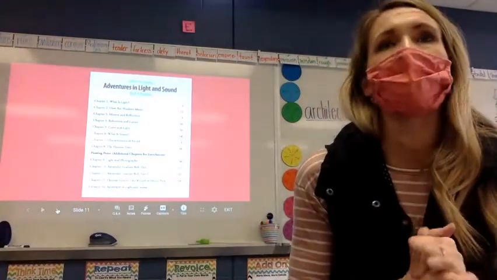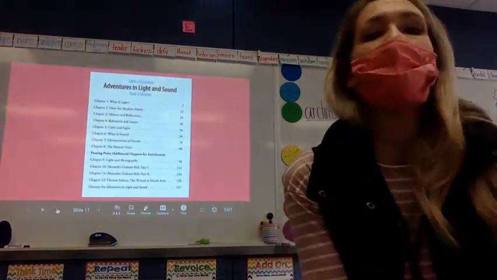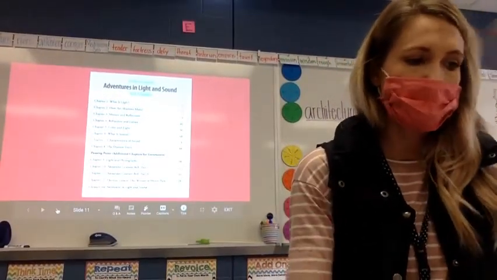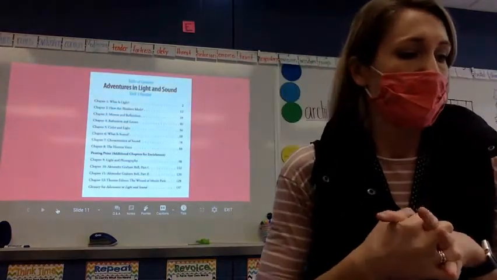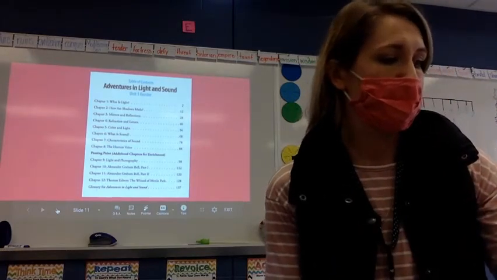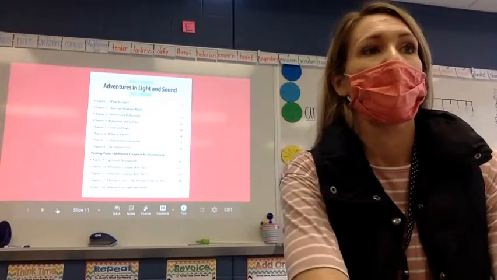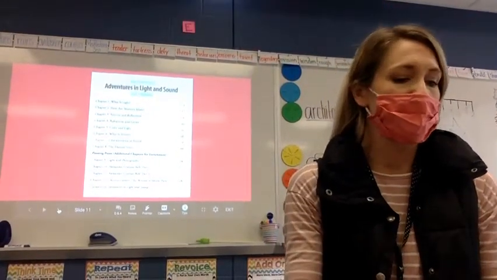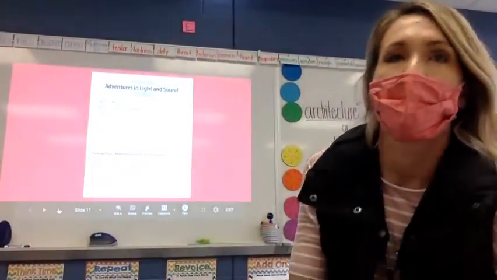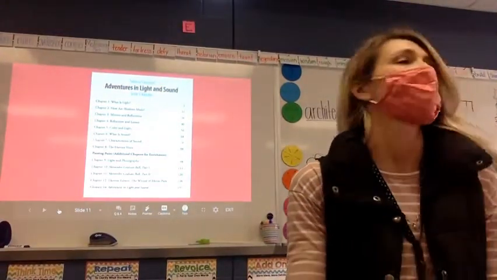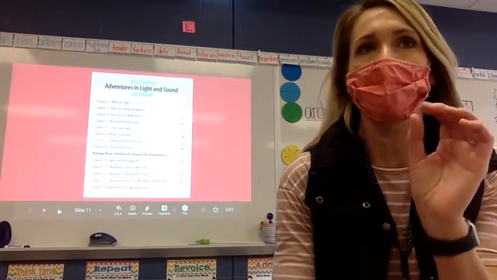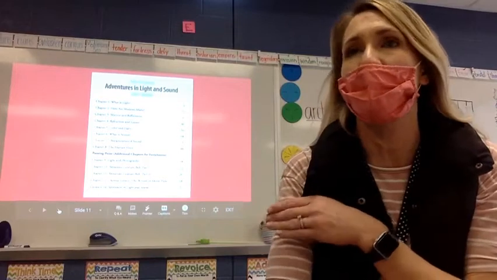What is the purpose of a glossary in a book? Turn and tell your neighbor, what is the purpose of a glossary? Three, two, one. Zena, what is the purpose of a glossary? Fabulous. The glossary tells you what a word means. It gives you the definition of it, and it gives you what we call the phonetics of it, so how you would pronounce it if you were reading it in a book.